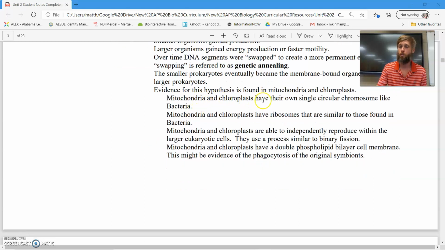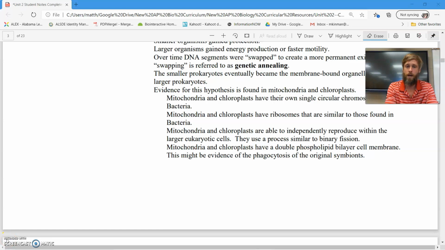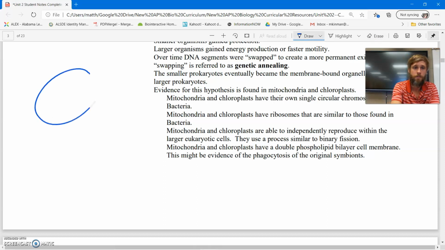So mitochondria and chloroplasts have their own single circular chromosome like bacteria. So this is very important. Bacterial DNA is not like our DNA. Bacterial DNA is circular, like what you find in mitochondria and chloroplasts inside of your own cells right now. They have their own DNA that looks just like that of prokaryotes, bacteria. So that is one piece of evidence. Your DNA is linear. It's a line. It has a beginning and an end, but not bacterial DNA.